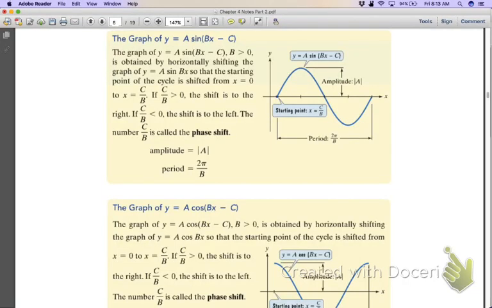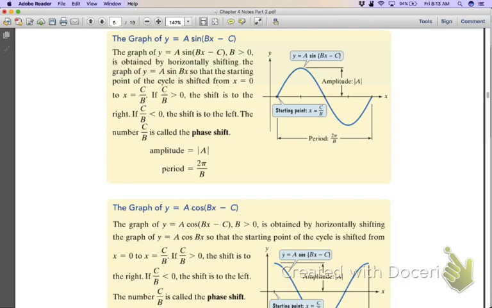Last part of 4.5 and all the movement with sine and cosine functions.